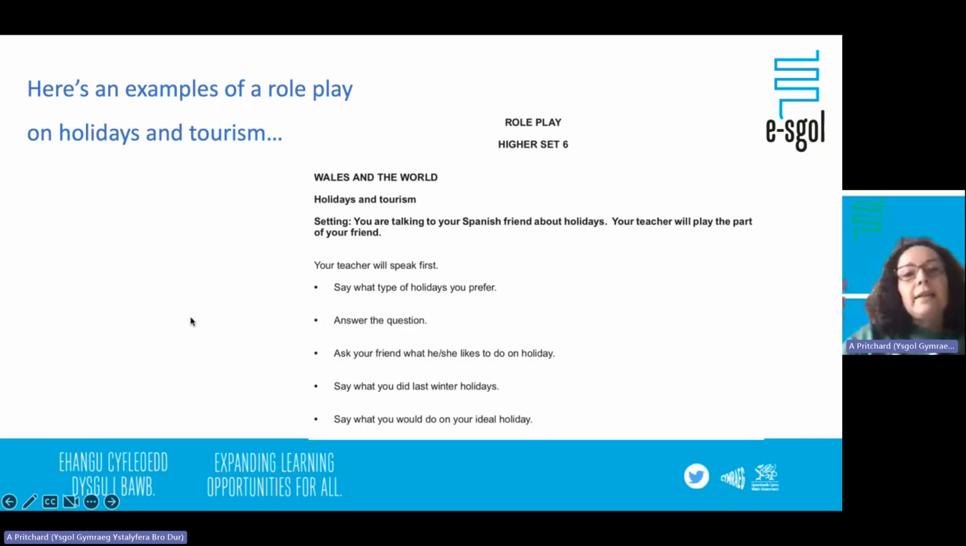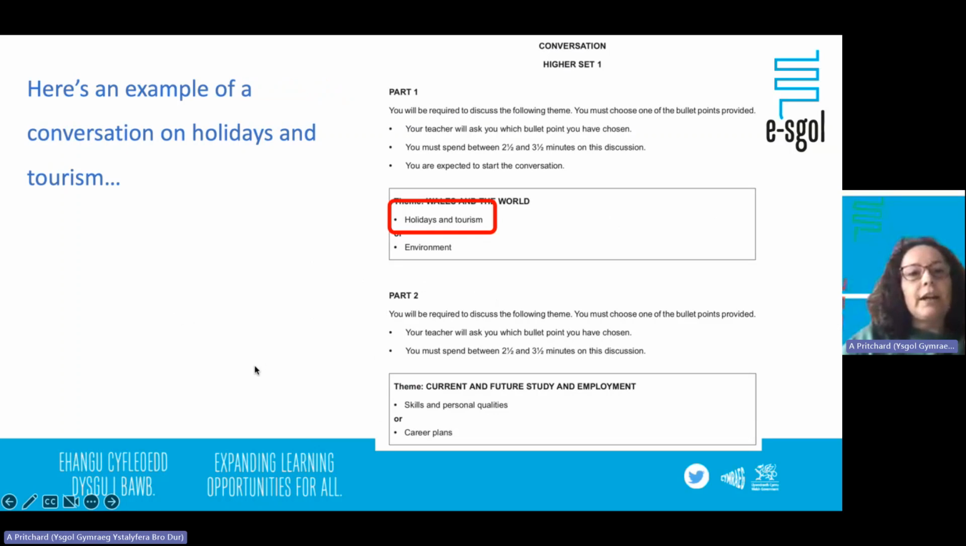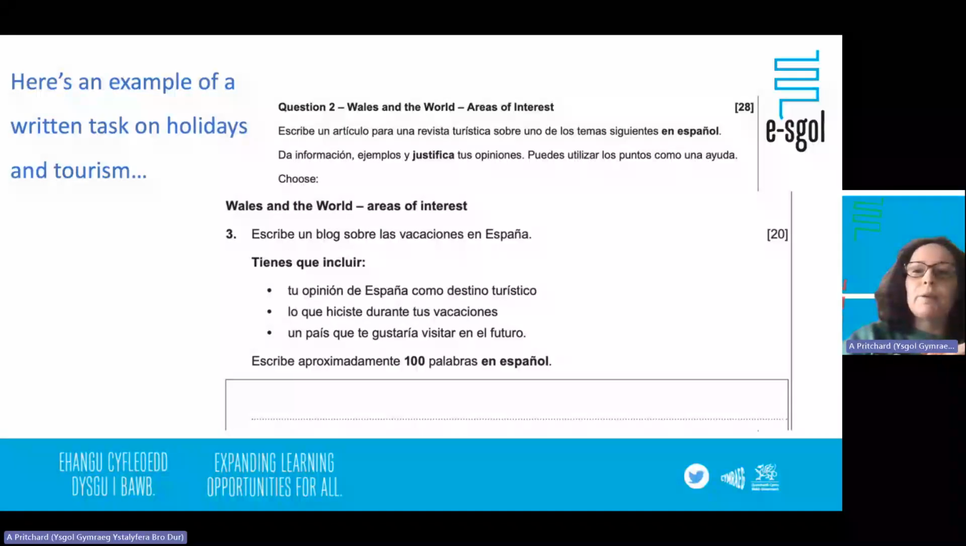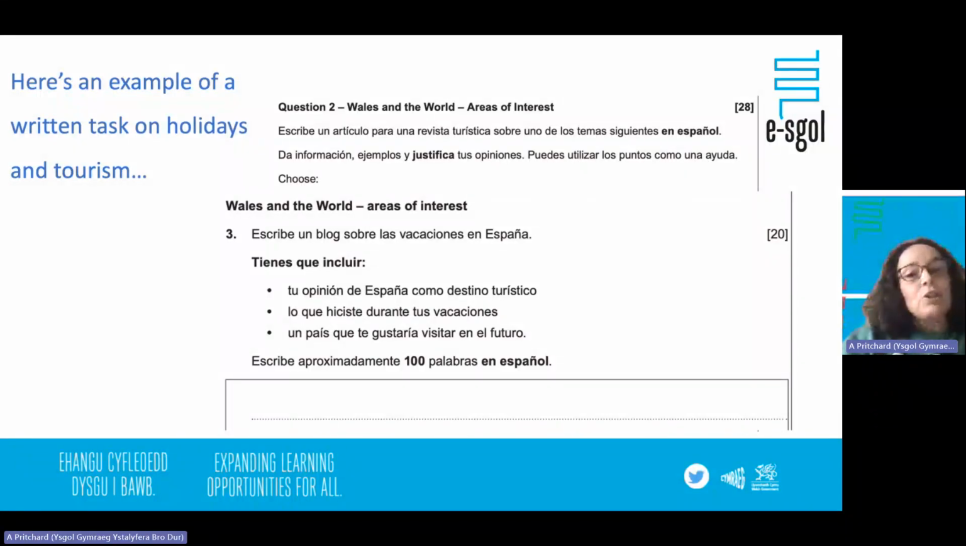I also have an example there. It comes up on the conversation. A written task: escribe un blog sobre las vacaciones en España, tu opinión de España como destino turístico, lo que hiciste durante tus vacaciones, un país que te gustaría visitar en el futuro. So again, you have your opinion of Spain as a tourist destination, what you did during your holidays last year, so you've got the past tense coming in again, and a country you would like to visit in the future. So very similar to the role play we just saw. And I'm sure your teacher would ask you similar things in a conversation as well.